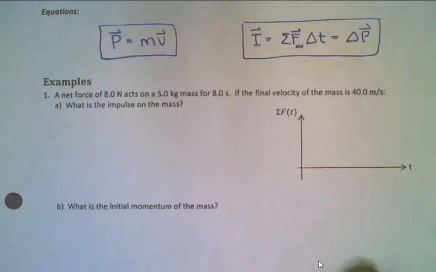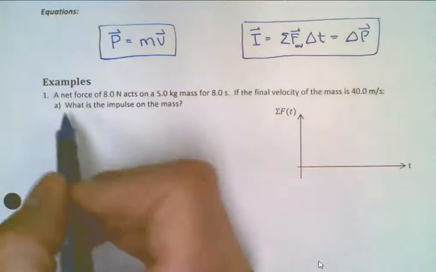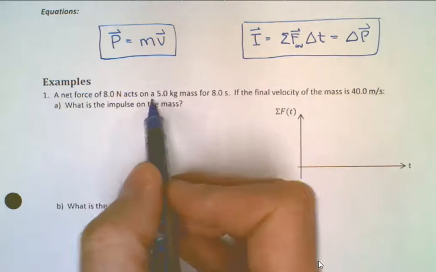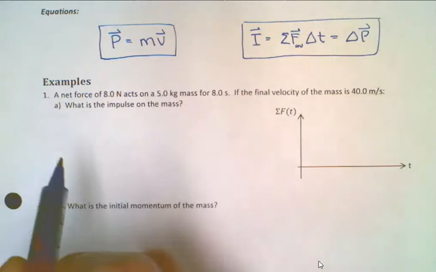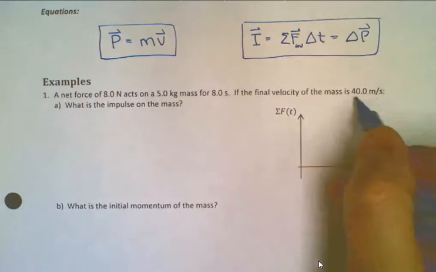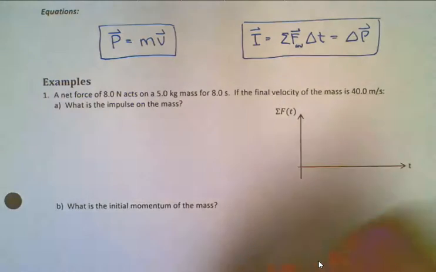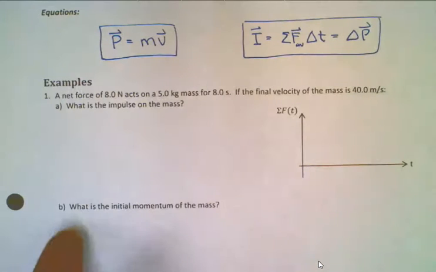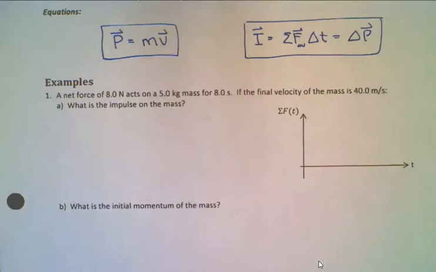So in this question, which goes back to like grade 11, seriously, a net force of 8 newtons acts on a 5 kilogram mass for 8 seconds. If the final velocity of the mass is 40 meters per second, it asks what is the impulse on the mass, what is the initial momentum of the mass, and what is the initial velocity of the mass.